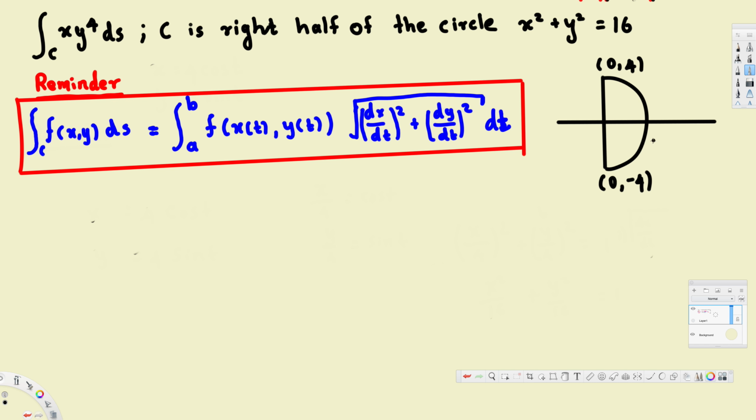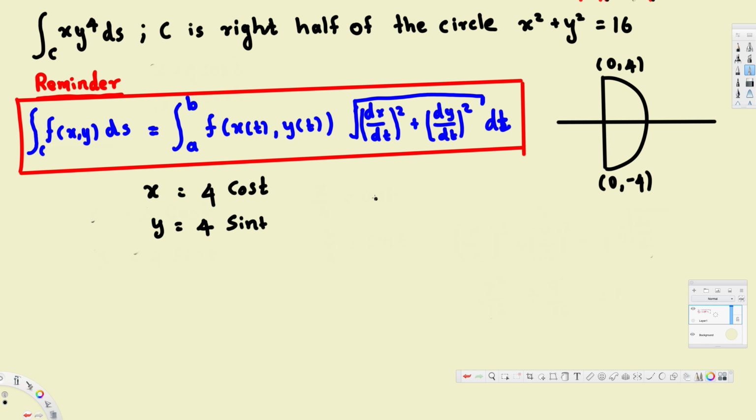Now to parameterize this one, we know that for a circle we can replace x with cos t, and since the radius is 4, we just put the 4 here. And also y, we can replace with sin t. Since the radius is 4, we put the 4 in front. Okay, and to make sure this is correct, we can always rearrange this and bring it back to this formula.